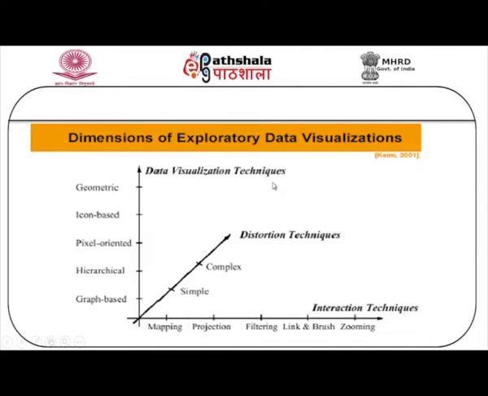So in the data visualization technique axis we can see the data can be graph based data, hierarchical data, pixel oriented data, icon based data, or geometric data. And the distortion techniques, the distortion can be a simple distortion or it can be a complex distortion caused by a combination of various distortions. And in the interaction technique axis we can see that there are various techniques like mappings, projections, filtering, linking and brushing, and zooming, which are available in the interaction techniques axis. So these are the different dimensions of exploratory data visualizations.